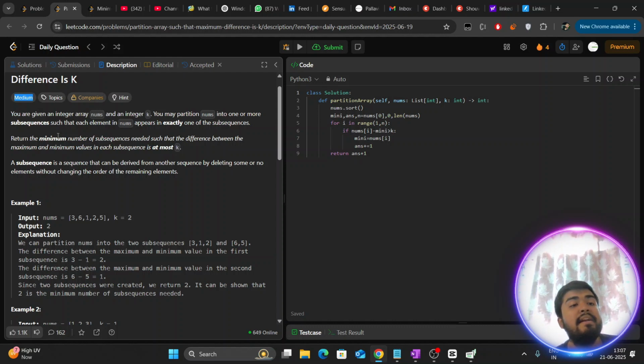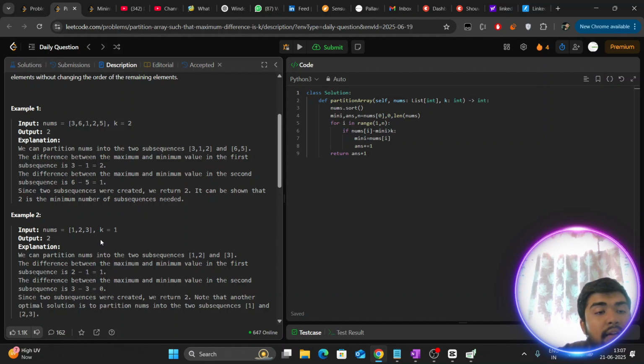You may partition nums into one or more subsequences such that each element in nums appears in exactly one of the subsequences, in any one of them. Return the minimum number of subsequences needed such that the difference between the maximum and the minimum values in each subsequence is at most k. Yes, that is also valid.